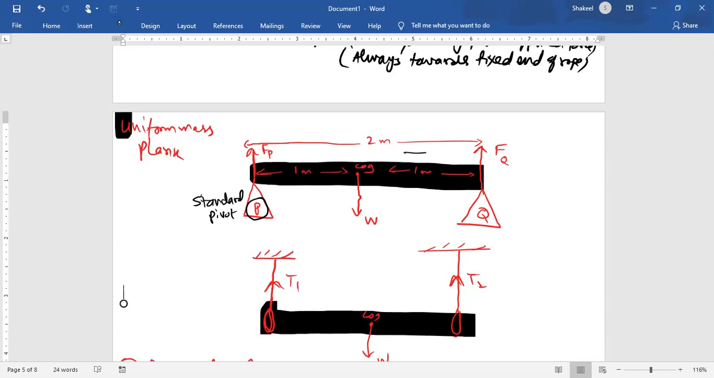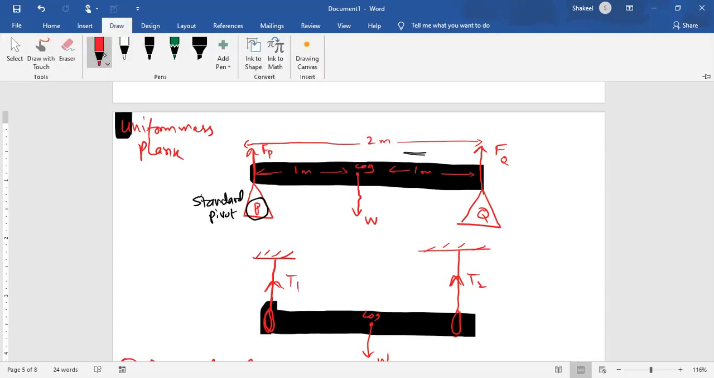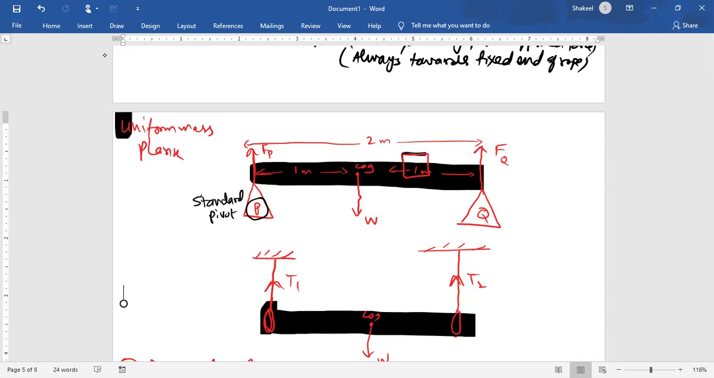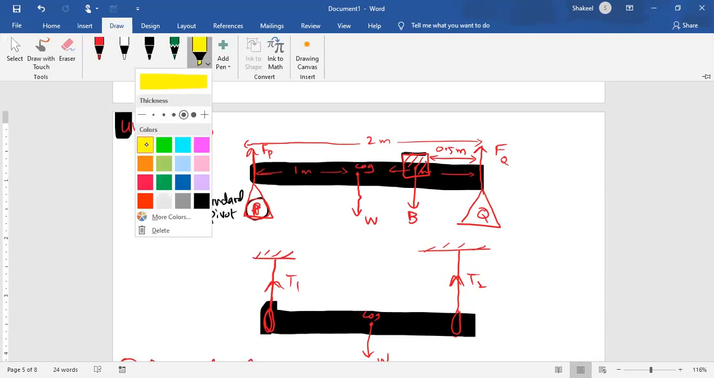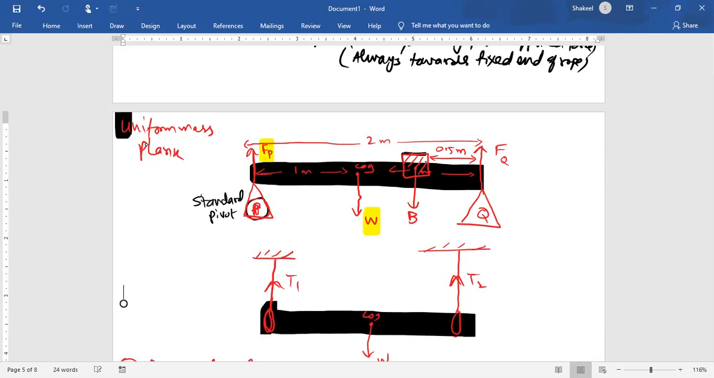And let's say another thing, let's say a box is placed over there as well. Let's say its weight is B, and it is placed at a distance of 0.5 meter from one end. Then your standard pivot is P, which you have selected. So now you see how many forces are there. The first force is FP, the second force is the weight of the plank, the third force is the weight of the box, and the fourth force is FQ. So 4 forces are there.